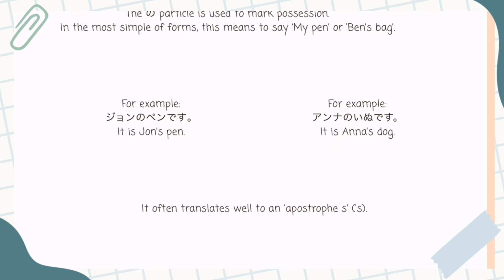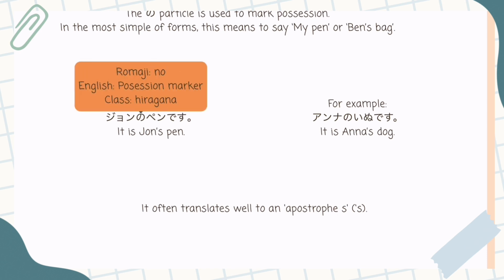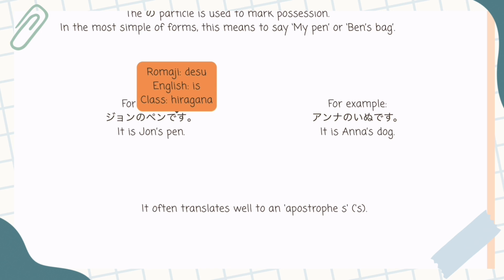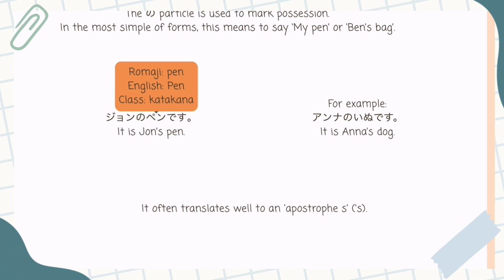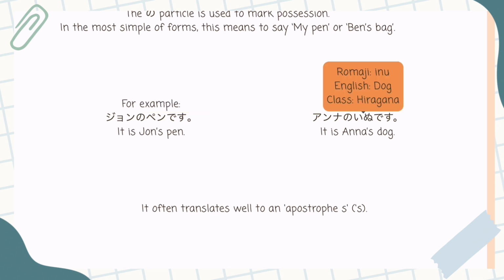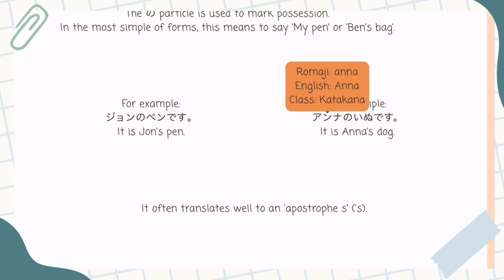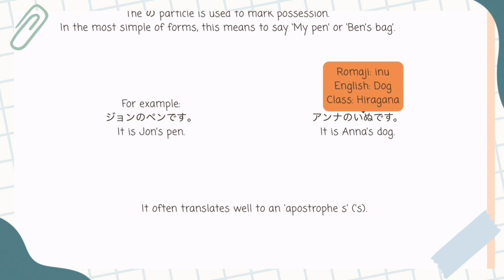The no particle is used to mark possession. In the most simple form, this means to say my pen or Ben's bag. For example, John no pen desu. It is John's pen. John no pen. John's pen. Example number 2. Anna no inu desu. It is Anna's dog. Anna no inu. Anna's dog.